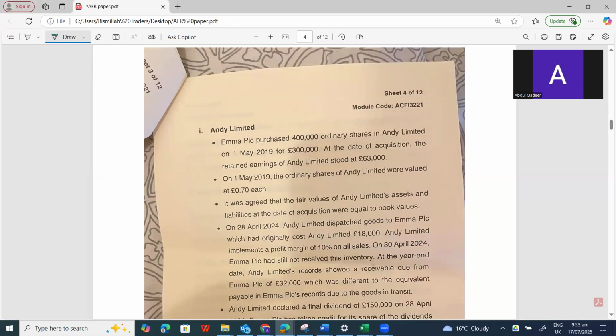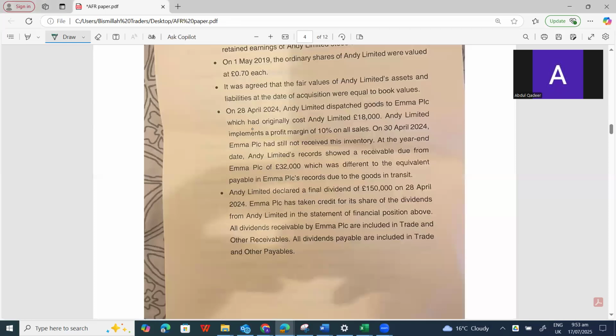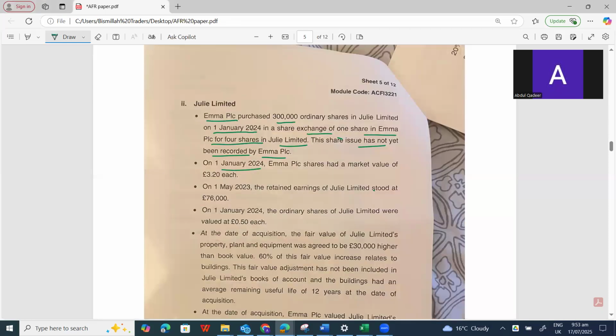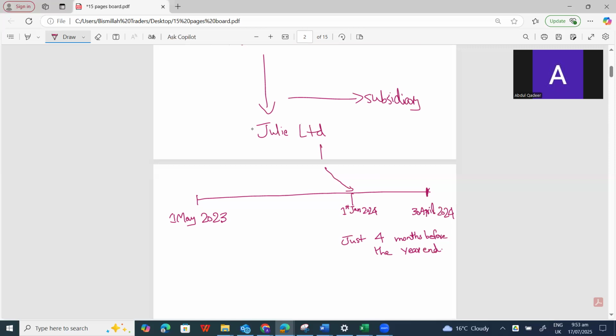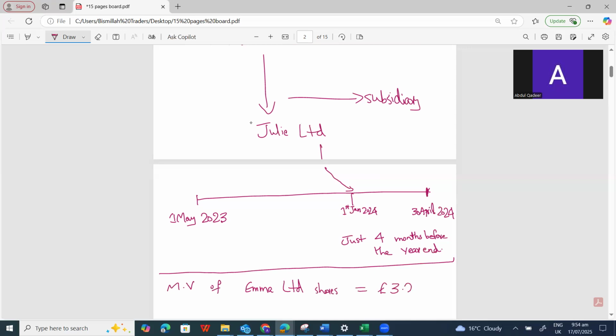Now, next thing, on 1 January, EMA Public Limited shares had a market value of 3.20 each. Now they have given the market value of EMA Limited shares, equal to 3.20 each. Okay, why is this important?